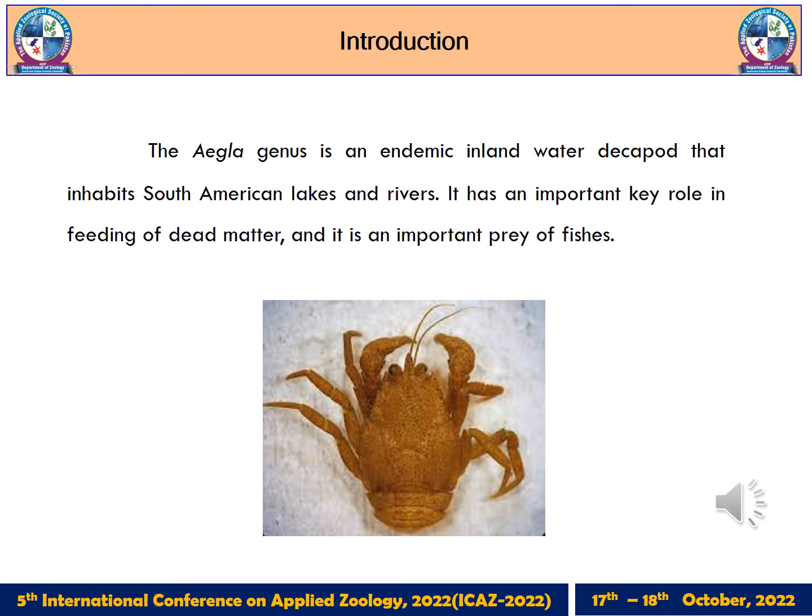As an introduction, the Aegla genus is an endemic inland water decapod that inhabits South American lakes and rivers, and it has an important key role in the feeding of the water, and it is an important prey of fishes, mainly introduced salmonid and predator fishes.